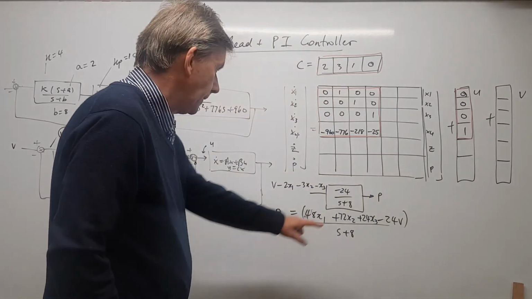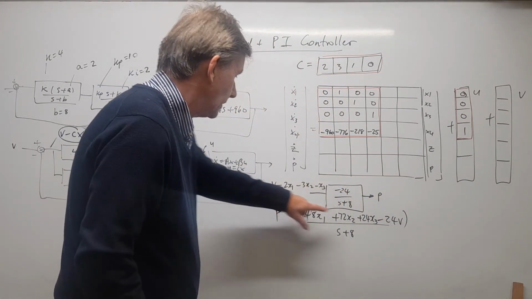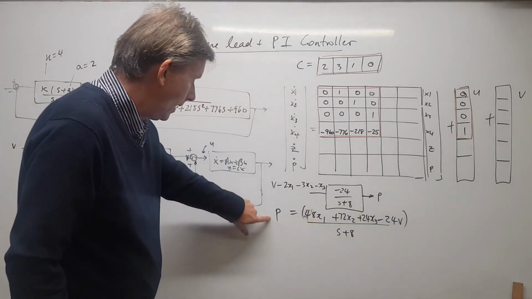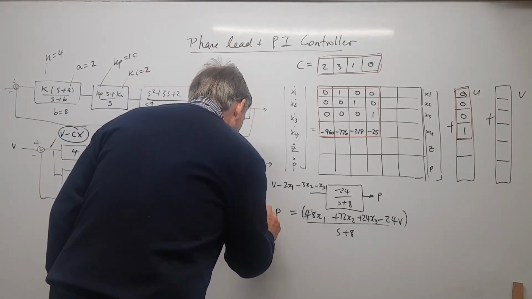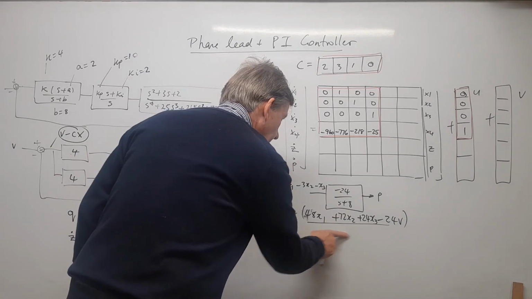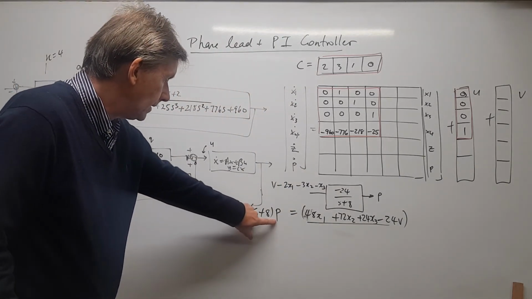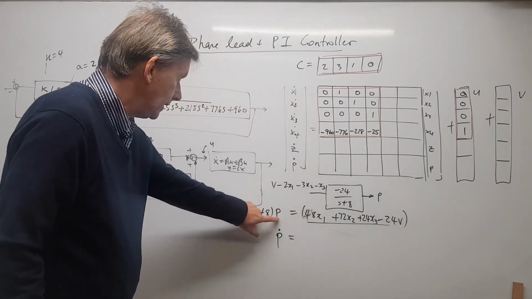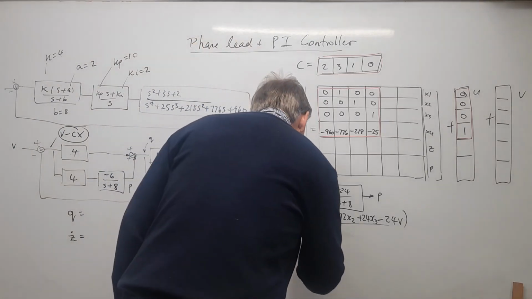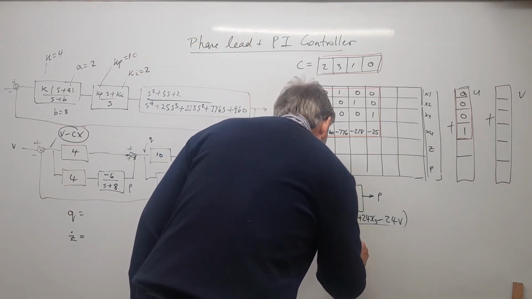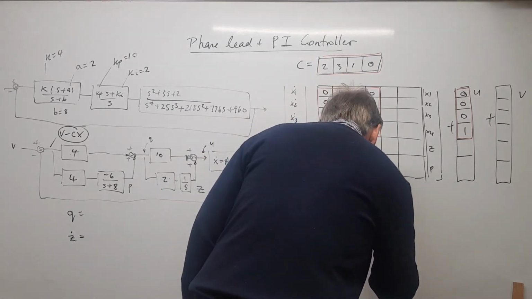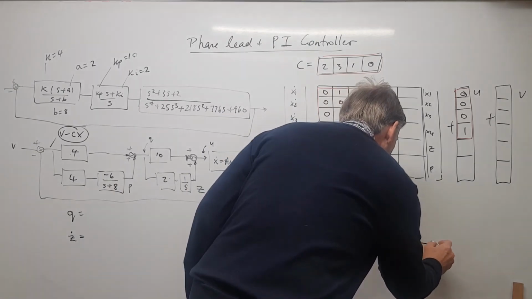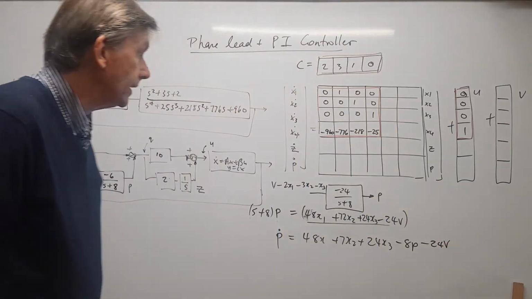So we've got this is this times this, those terms there, the S plus 8 remains there. Then we're going to move the S plus 8 up here, so this is going to become S plus 8 times that. Then S times P is P dot, so I get P dot equals, then the 8P on this side will become minus 8P, so I get 48x1 plus 72x2, 24x3, minus 8P, minus 24V. And here's my P dot equation now.